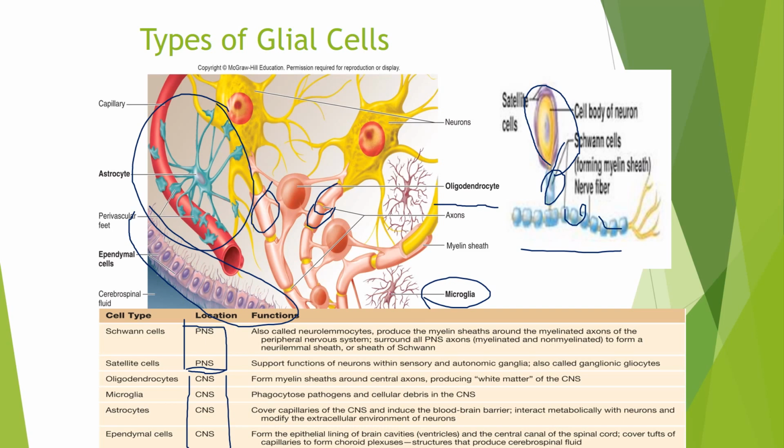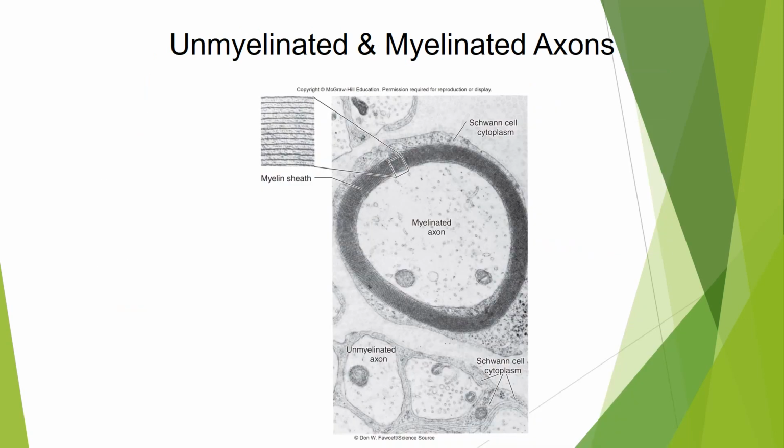So one unique feature that we need to talk about is myelination versus unmyelinated axons for neurons. So let's start with the peripheral nervous system, where all of the axons in the peripheral nervous system are surrounded by a sheath of Schwann cells, and that's called neurolemma, or the sheath of Schwann. These cells wrap around the axon to form the myelin sheath within the peripheral nervous system. So here we have an example of the myelin sheath around this axon in the PNS.